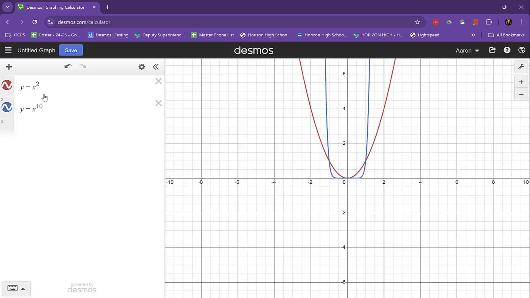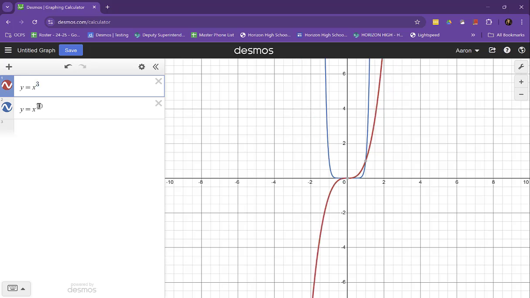The idea being that for any even degree function, the left and right side are going to go up, versus if it's an odd degree function. Notice there's my cubic graph, fifth degree, seventh degree, ninth degree. The left and right side are going to go in opposite directions. We're still going to get the same basic shape, but for the simplest parent version of the function, they're all going to look basically the same, but they're going to be flatter as they go through that x-intercept.